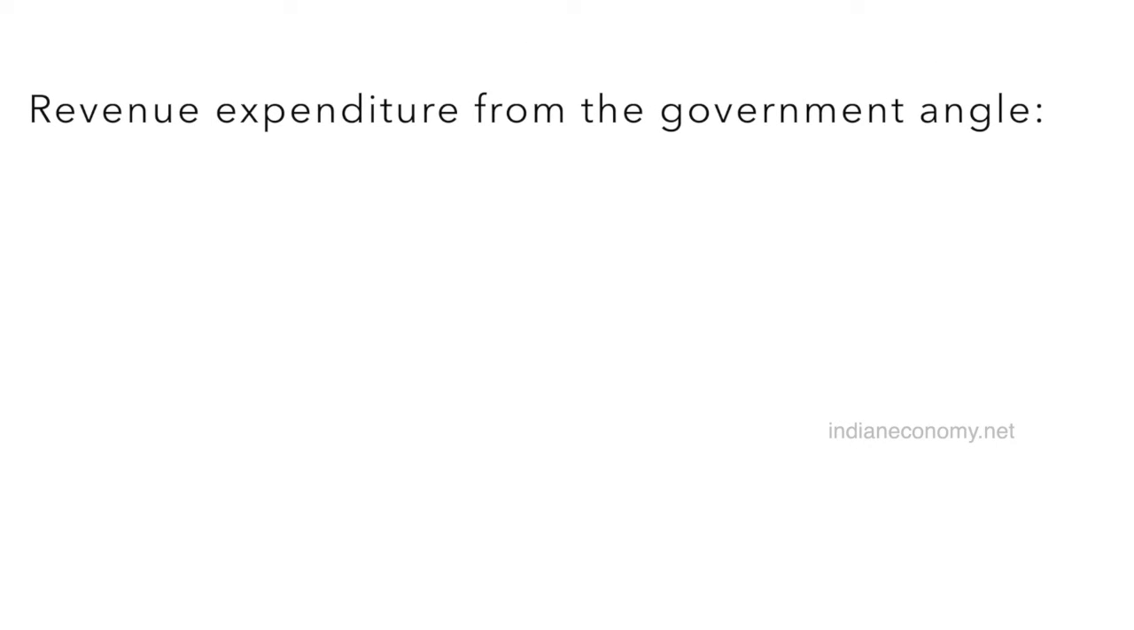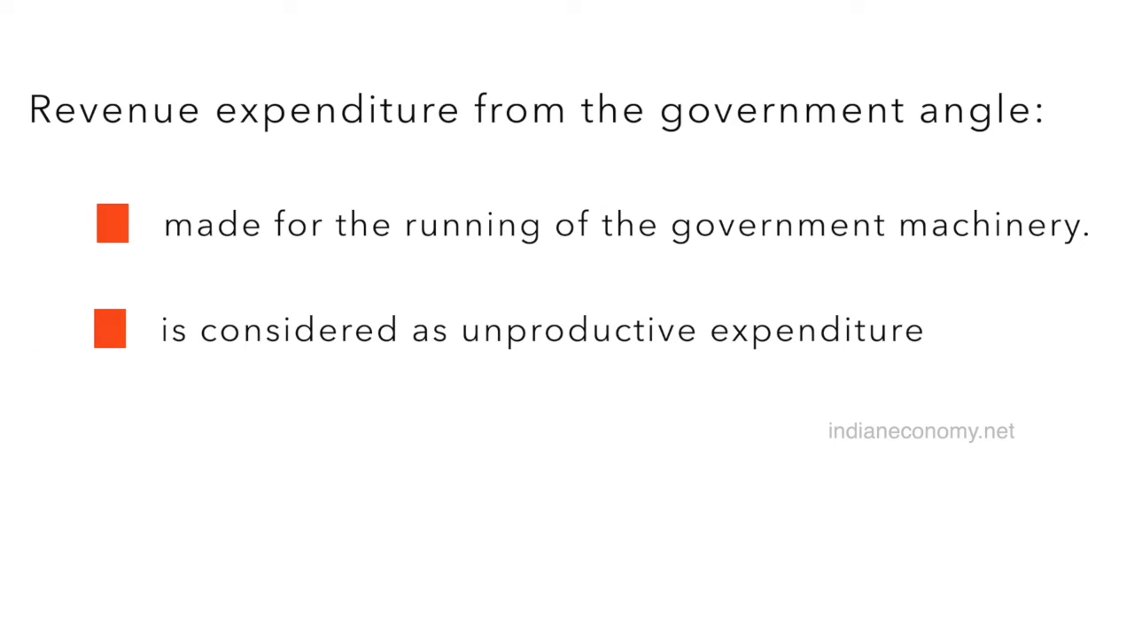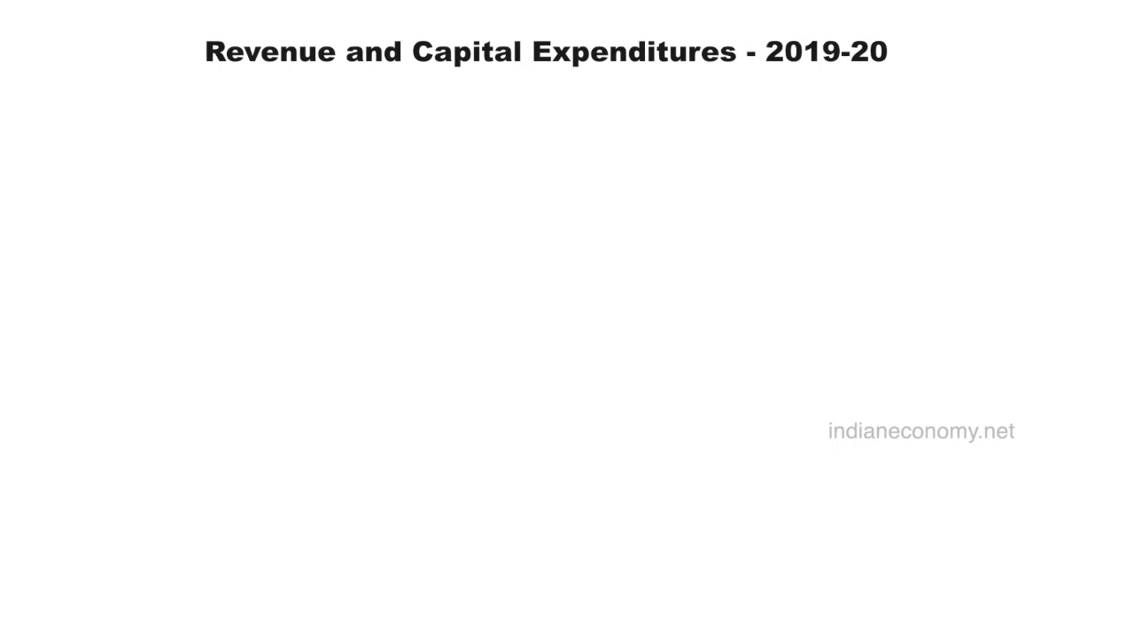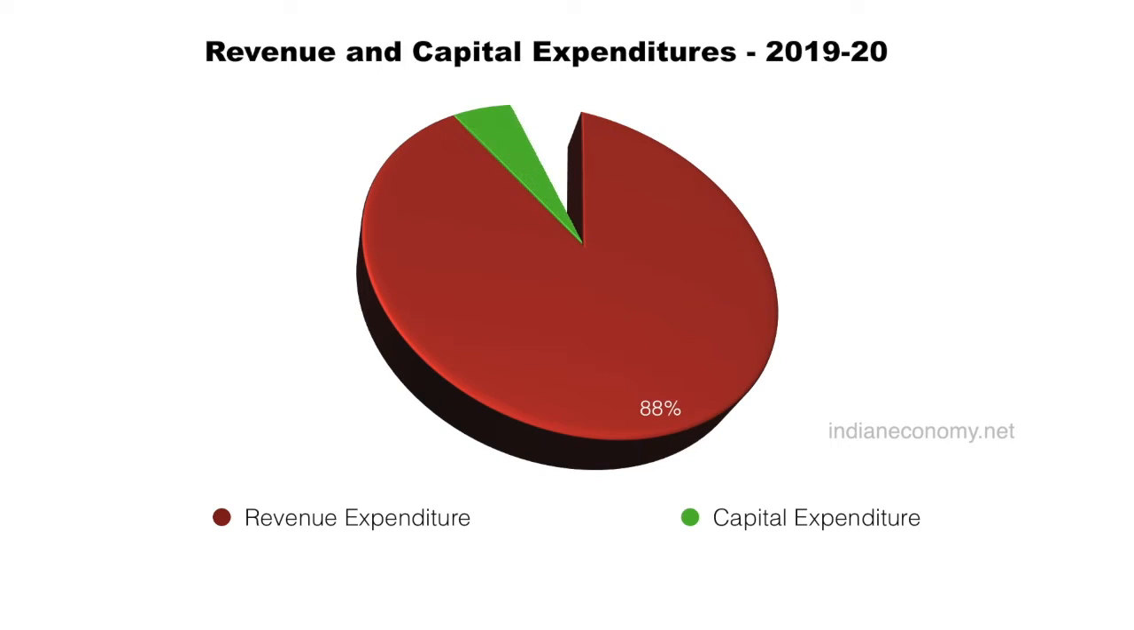On the expenditure side also, the government budget is divided into two: revenue expenditure and capital expenditure. And we are starting with the revenue expenditure. Revenue expenditure is made for the running of the government machinery, and it is considered unproductive because it is not creating any assets. From the budget angle for 2019-20, as well as for the previous budget, we can see the size of revenue expenditure. Revenue expenditure is around 88% of the government's total expenditure.